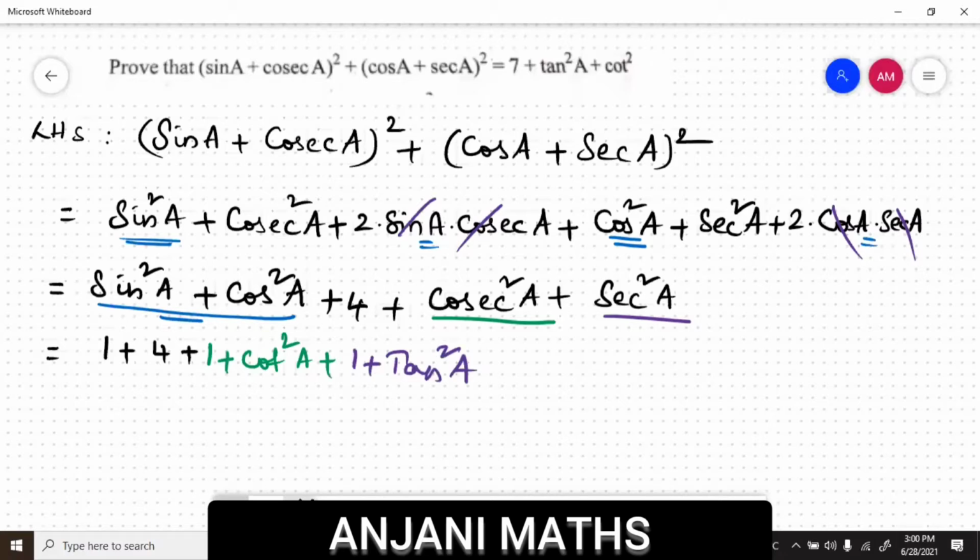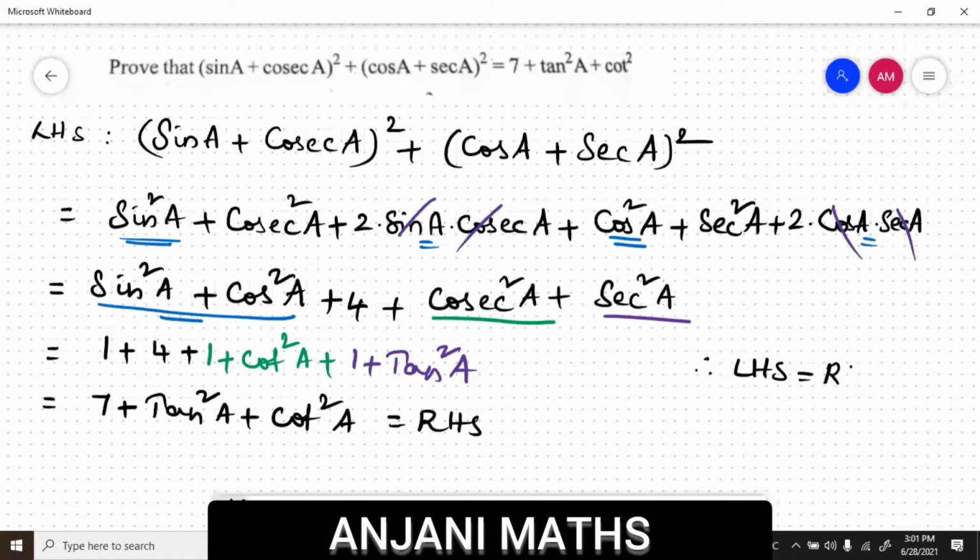So that is equal to 1 plus 4, 5, 5 plus 1, 6, 6 plus 1, 7. What are the remaining terms? Tan square A and cot square A. So very simple one. Therefore, left hand side is equal to right hand side. So we used all the three identities here.